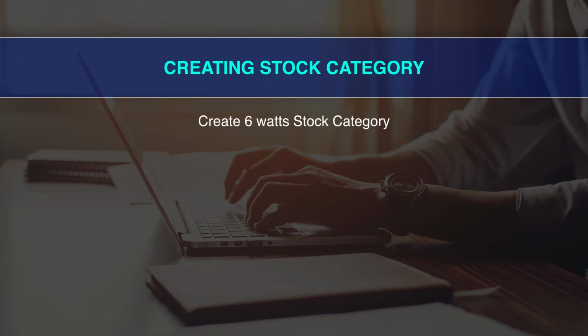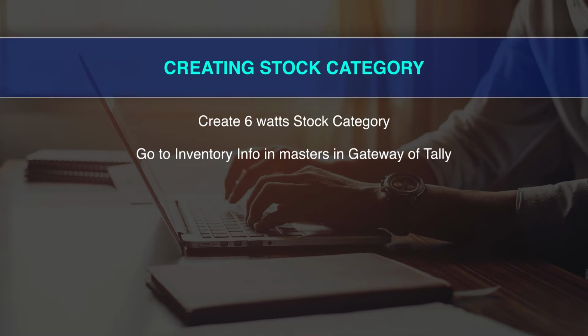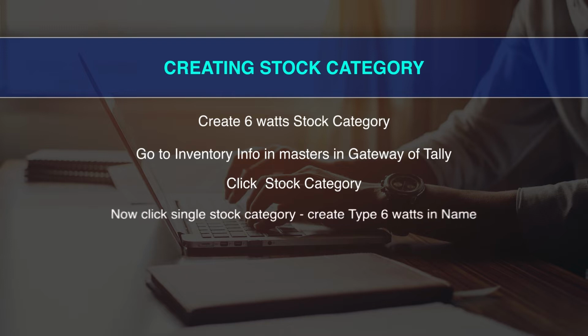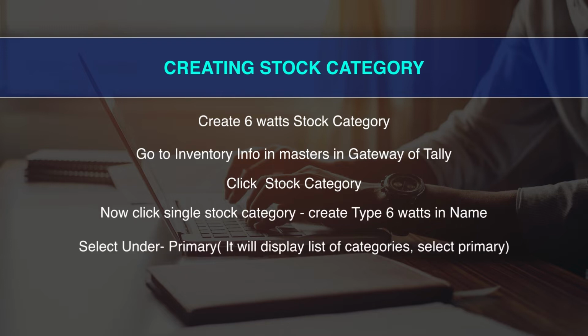Now let us create the 6 watt stock category. We are taking two stock categories, that is 6 watt and 8 watts, and these categories are of stock group bulb. So now let us go to the inventory info in masters in gateway of tally. Again click stock category. Within stock category you have single stock category, then there is create.